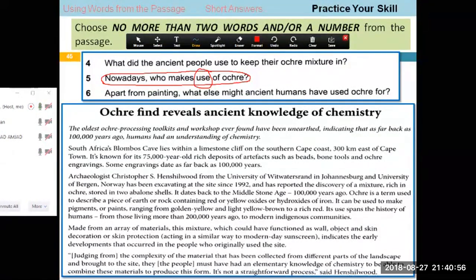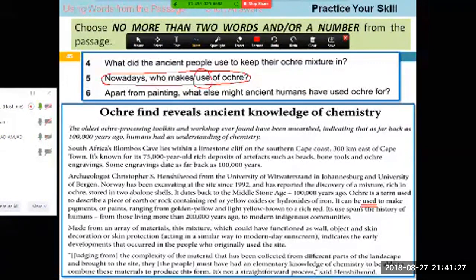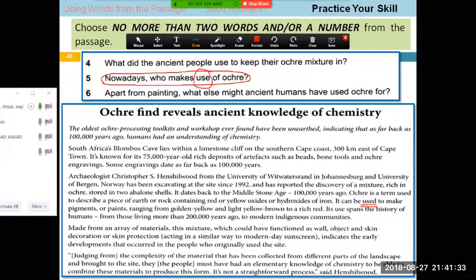Yes, sir. Right. So now I will start reading the passage. Read from this point onward. It can be used to make pigments or paint. So here there's a mention of used. But you see, this mention of use is about the usage of this. It is not mentioning who uses this. It is only telling you for what purpose ochre mixture is used. So I will move to the next sentence. Its use spans the history of humans, from those living more than 200,000 years ago to the modern indigenous communities.